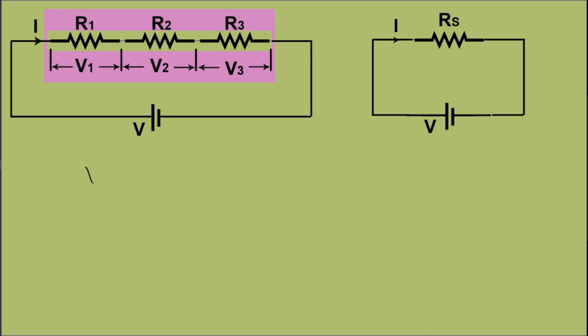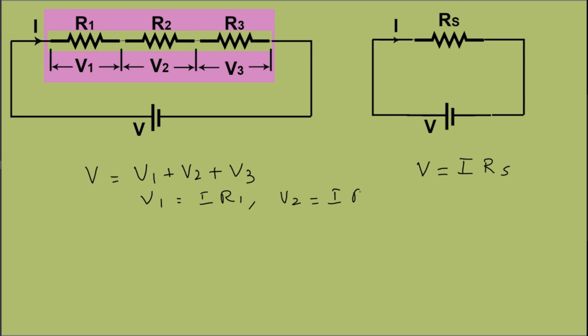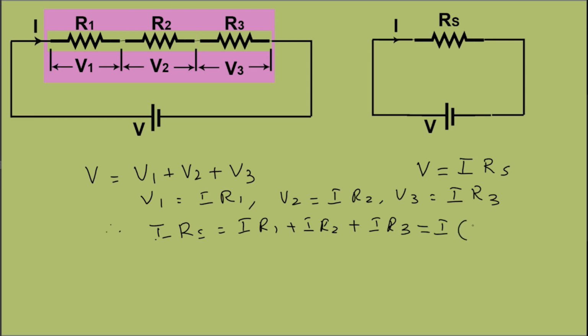Here total voltage V is equal to V1 plus V2 plus V3. Here V is equal to I into Rs. V1 is equal to I into R1. V2 is equal to I into R2. V3 is equal to I into R3. Therefore, this equation can be written as I into Rs is equal to I into R1 plus I into R2 plus I into R3, that is equal to I into R1 plus R2 plus R3.